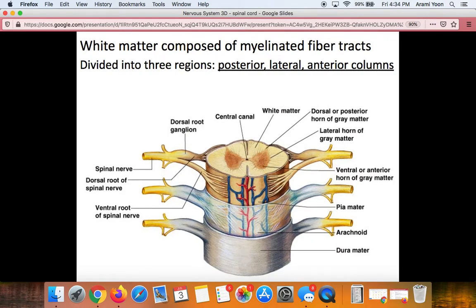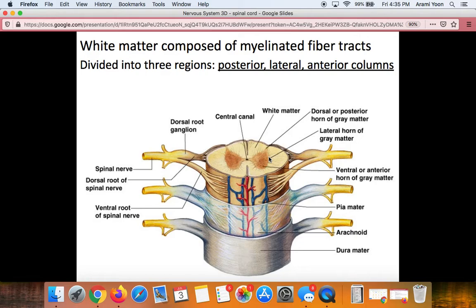Okay, next let's talk about the white matter. So the white matter is composed of not soma of neurons, not the synapses, but just the axons only. So these myelinated fiber tracts. And the reason why the white matter is white is because of all the myelin that protects the axons. And there are 3 regions of the white matter. There's the dorsal column here, or the posterior column. There's the ventral column, or the anterior column. And then on this side here and on this side here, there are the lateral columns.